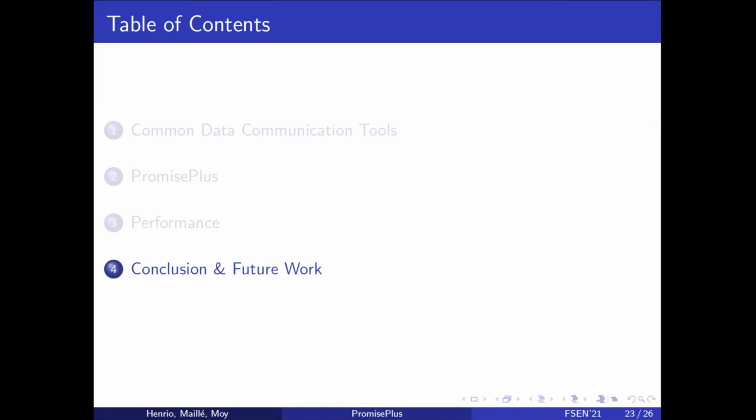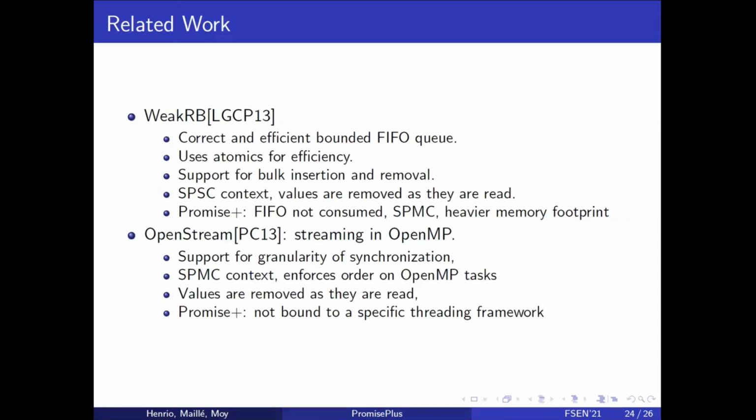So let's conclude. First, some related work that inspired us. First, we have WeakRB. WeakRB is a correct and efficient bounded FIFO queue that uses atomics for efficiency. It has support for bulk insertion and removal. So this is where we took some of our ideas. It works in a single producer, single consumer context because values are removed from the FIFO as they are read. So in Promise Plus, the FIFO is not consumed, the array is not consumed, and it allows us to have a single producer, multiple consumer context with, however, a heavier memory footprint.